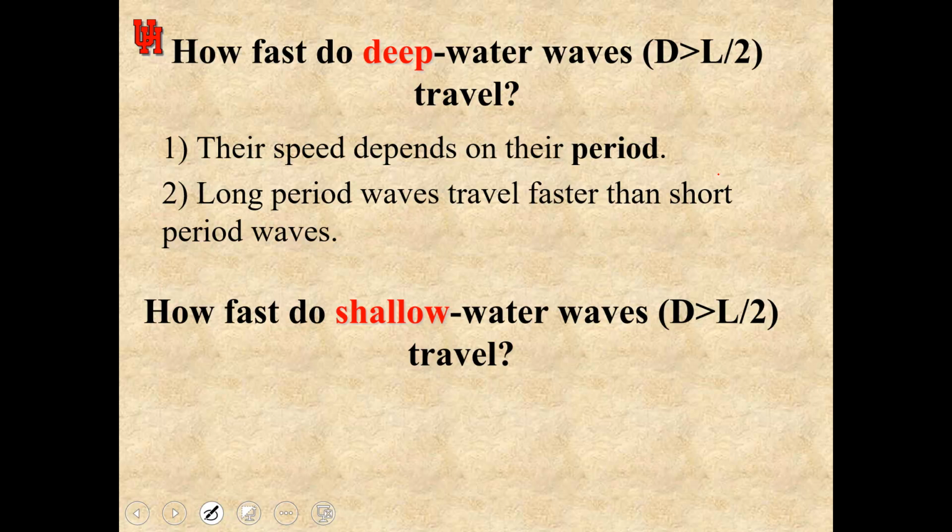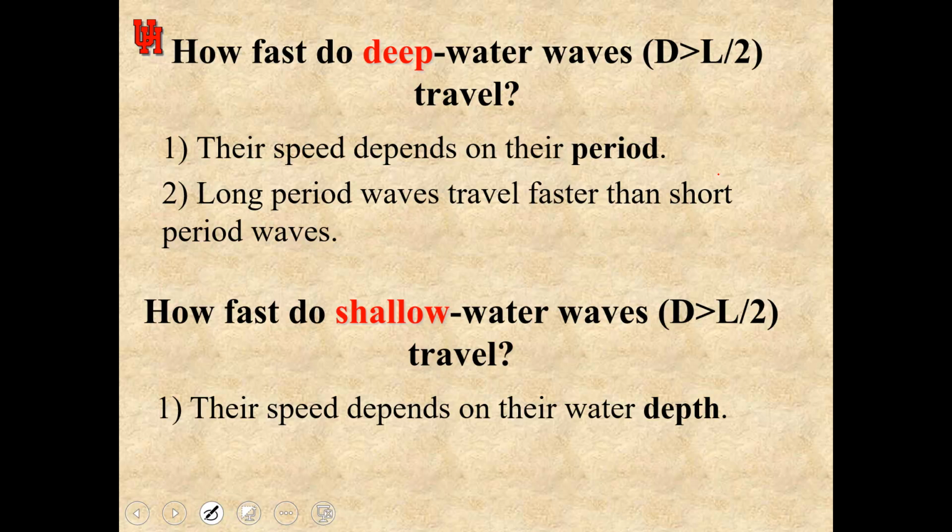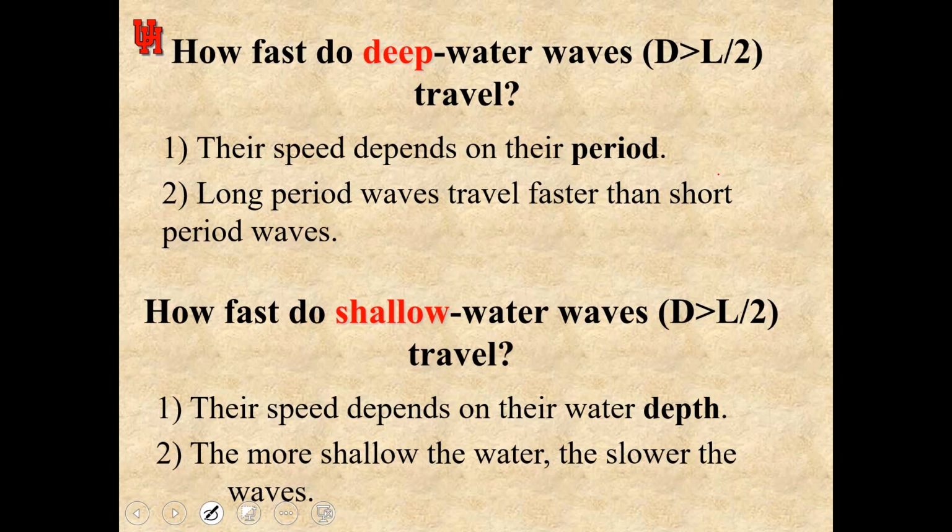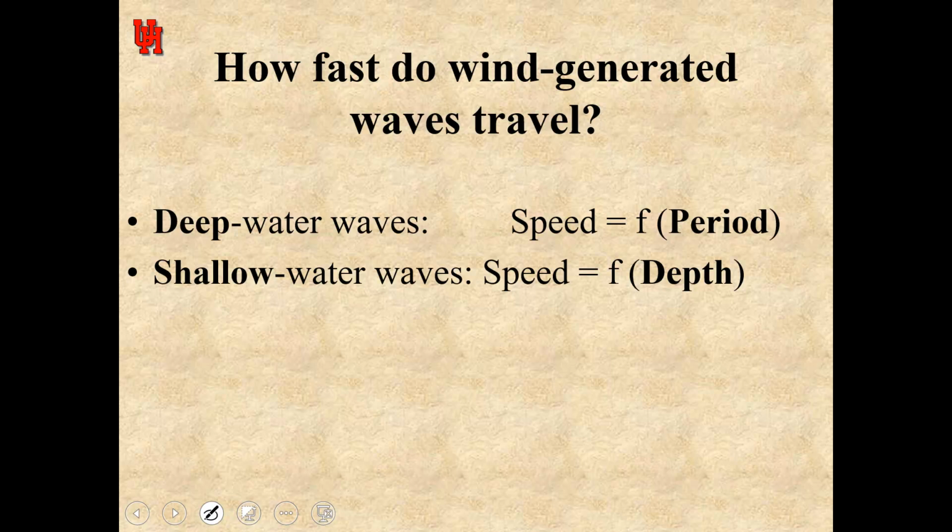Once the wave begins to feel bottom, once it's become a shallow water wave, it begins to slow down with depth. The less depth, the less velocity. It slows down as the water shallows. The more shallow the water, the slower the wave. So we could just say as a generalization that deep water waves depend on wave period, and shallow water waves depend on water depth.